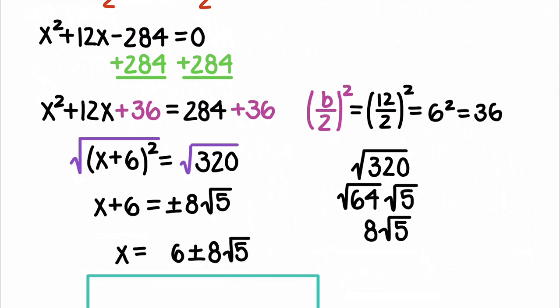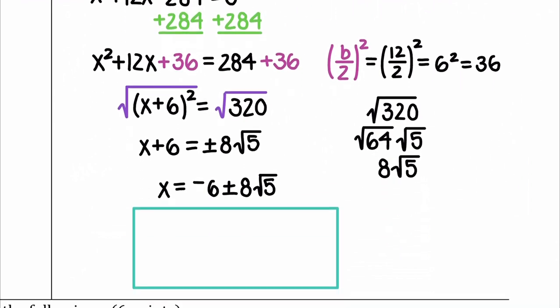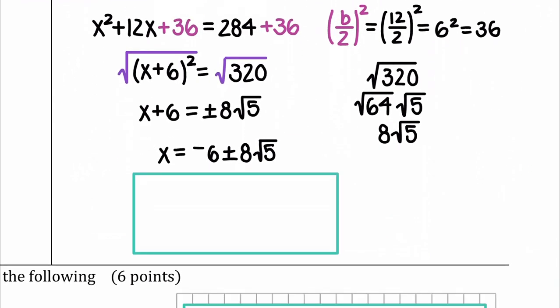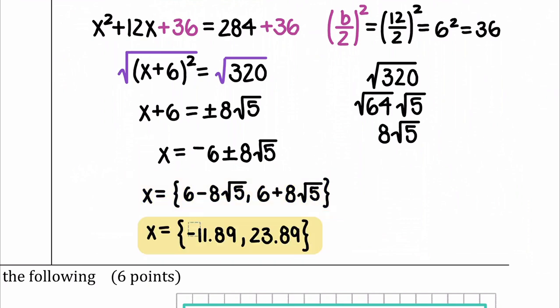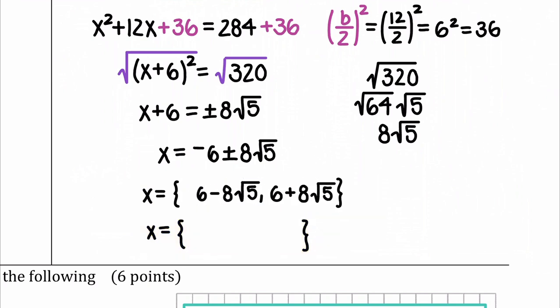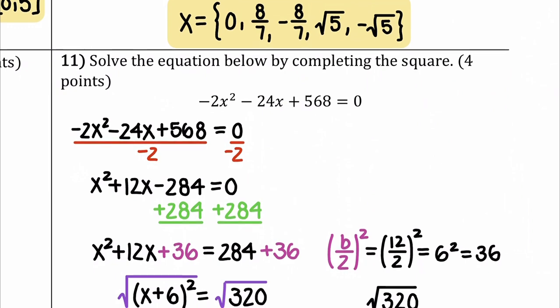Then we're going to subtract 6 on both sides, which I messed up before, so let me just fix that for y'all right now. And that gives us our two solutions. We have x equals, let me erase this because I messed up. Sorry, y'all. Okay, so that gives us our two solutions. We have -6 minus 8 radical 5, or -6 plus 8 radical 5.